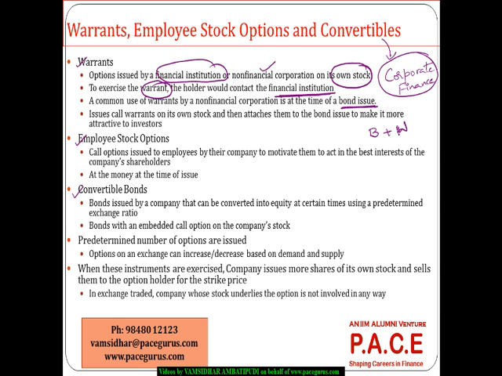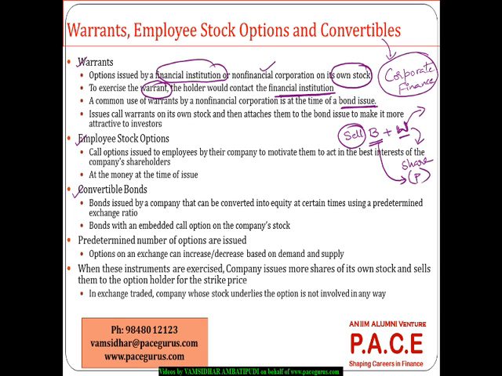This warrant will be a right to buy the share of a company at a particular price. Now, if the person wants to exercise this, he might sell off this bond and use the proceeds to purchase the share. Or he might sell this warrant itself separately into the market.